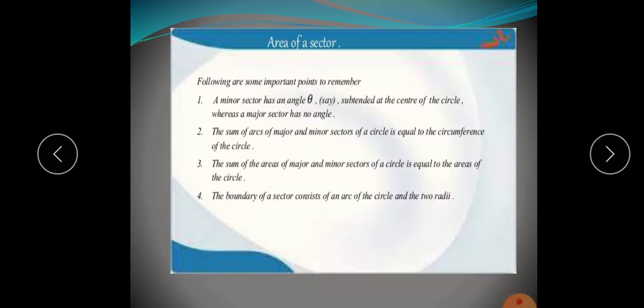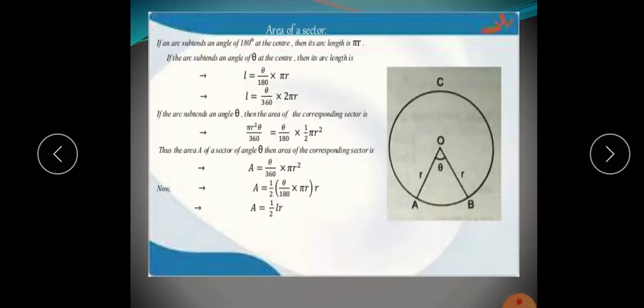Now, we already know a minor sector has an angle theta, and the major arc and minor arc together equal the circumference of the circle. In the same way, the sectors of a circle together equal the area of the circle. The boundary of a sector consists of an arc of the circle and two radii. You know what a sector is? It's nothing but the boundary consisting of an arc of the circle and two radii. Now let me see what the formula of a sector is.